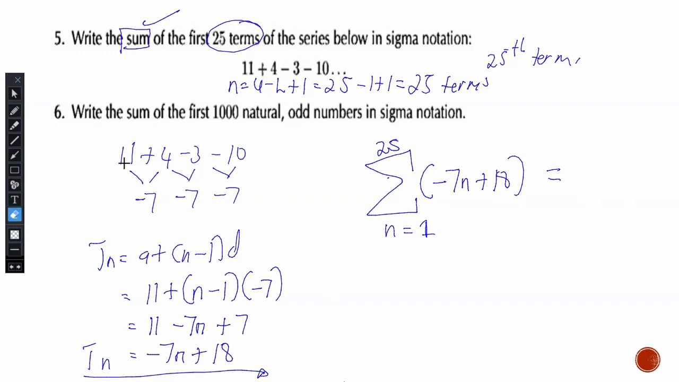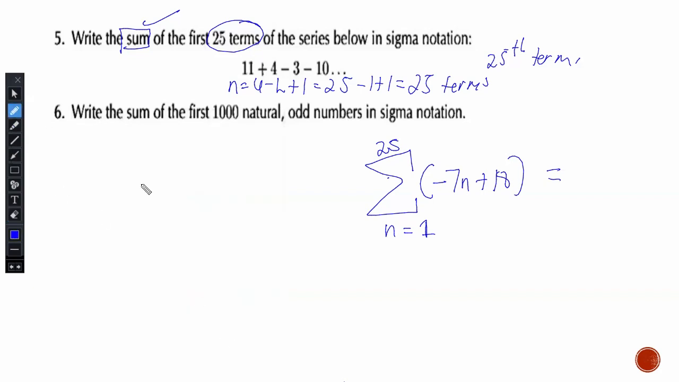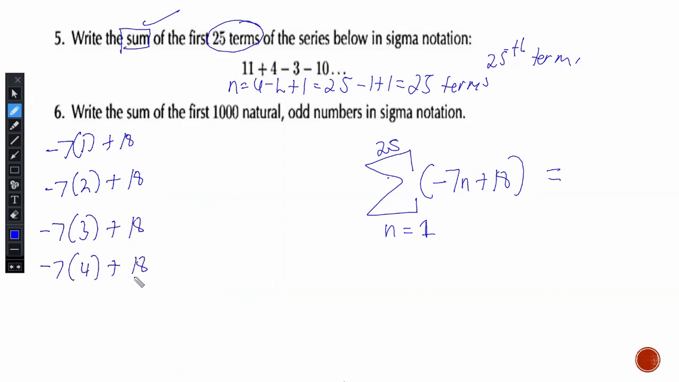Now, obviously, we would not expand this, right? We saw with the other questions we were expanding and then adding that. But then we can all agree that it would be tiresome to expand this to 25 terms. So you'd have to say negative 7 times 1 plus 18, and then do it all the way like that until you get to 25. Now, this is too much, right? So what do we do?